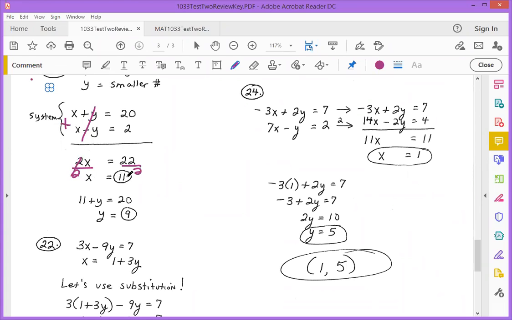X equals 11, so that's one of our numbers. Now to get the second number, we'll go back to our original equation, that x plus y, and where x is, we're substituting 11. 11 plus y equals 20. To solve, we're going to subtract 11 from both sides of the equation. So we'll get y equals 9. So the two numbers are 11 and 9.